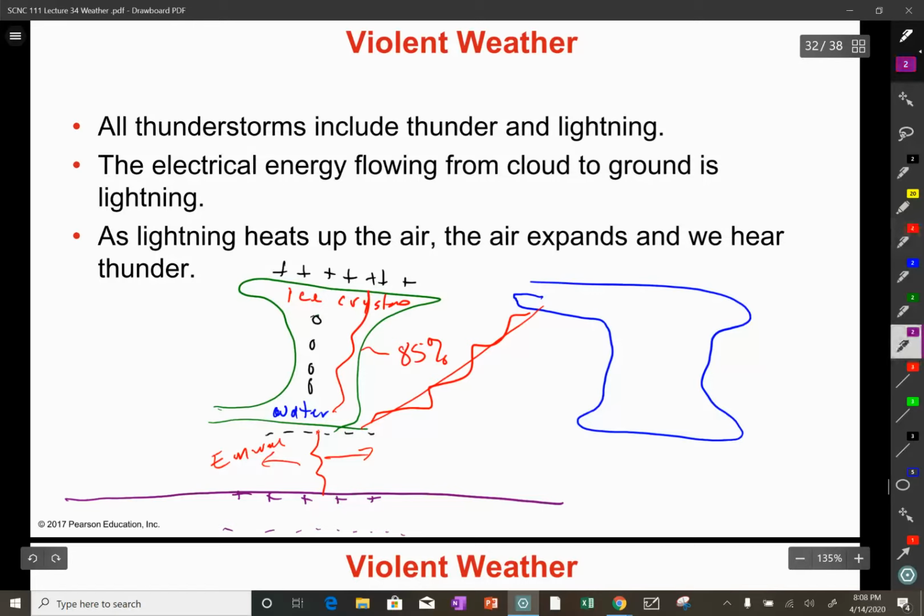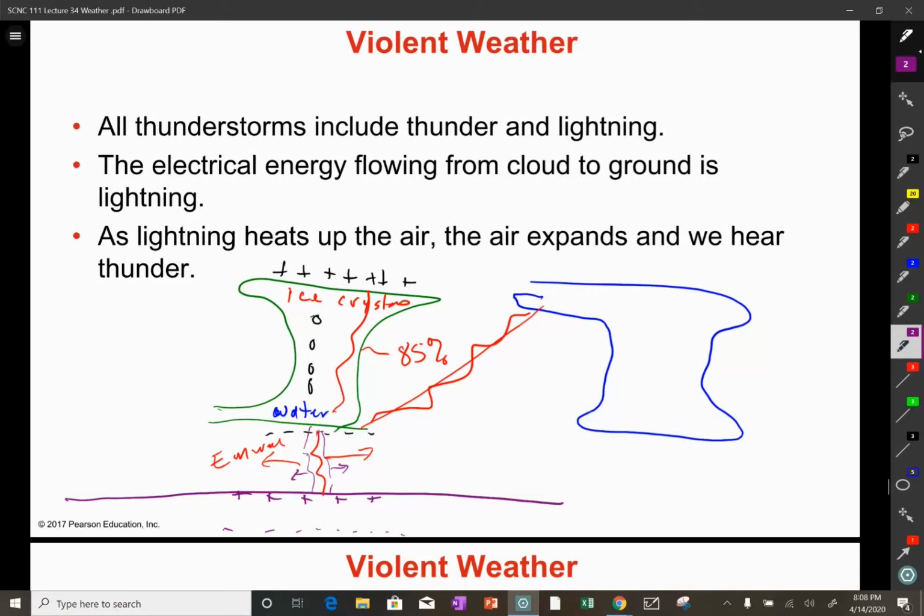But then you also have another thing. You're putting a lot of energy through here, so the air around here heats up. And that hot air expands, and that rapidly expanding hot air is what makes the thunder. So the thunder is just very rapidly expanding air, making a high pressure pulse that we hear as the thunder.